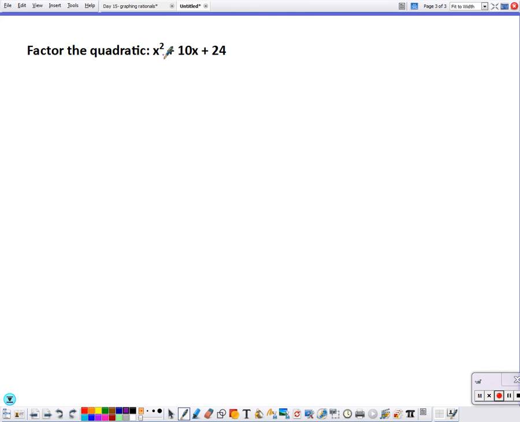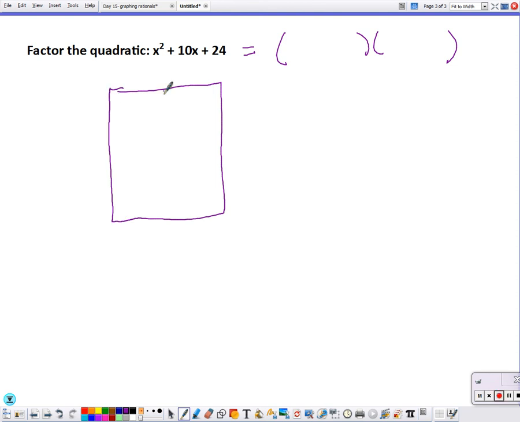Now remember, this is my product. This equals two binomials. So here we go. First off, I'm going to put x squared in the first box because I know it goes there. And I've got a 24. I'm going to put it in the top right box. So pretty much I know that whatever I put in these other two boxes has to give me the 10x.